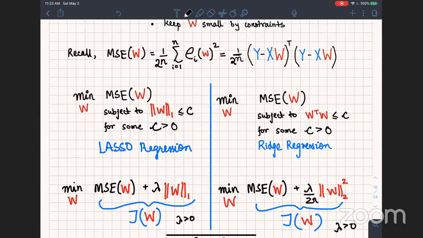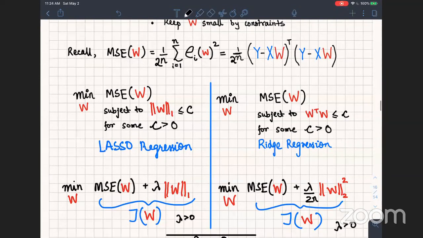On the right-hand side, we have a slightly different definition of the bound on W. It says that your L2 norm, W transpose W, which is the sum of squares of every element in W, is less than or equal to C. The L2 squared norm can be thought of as the effect of a circle. We're going to show that soon.